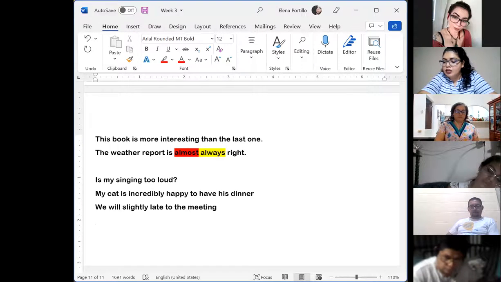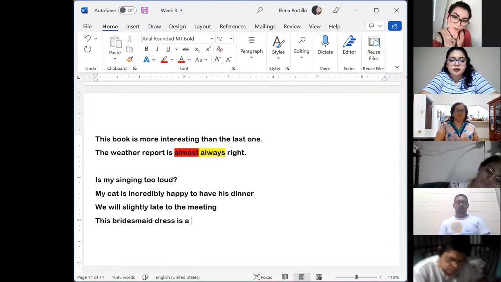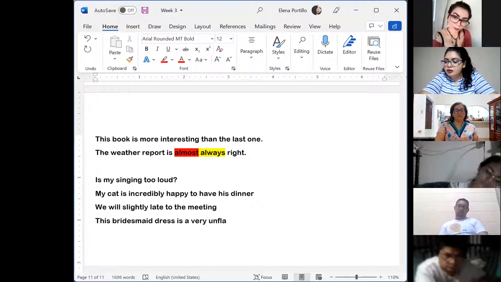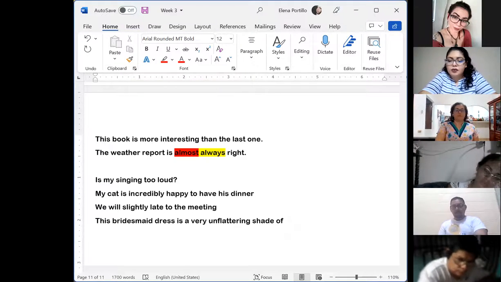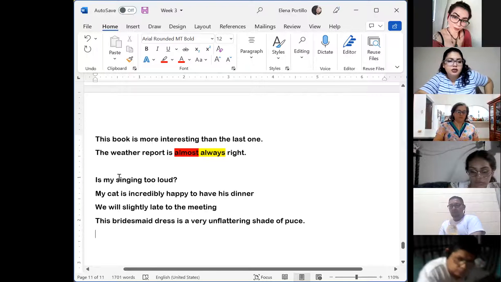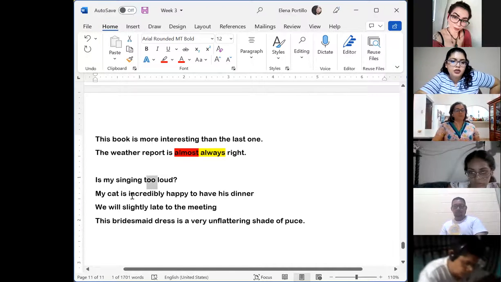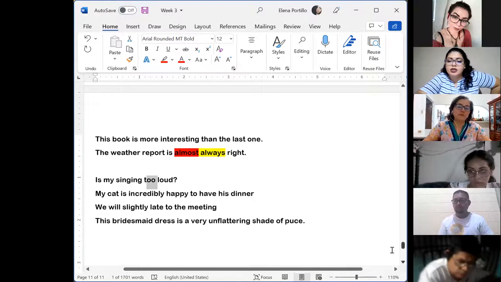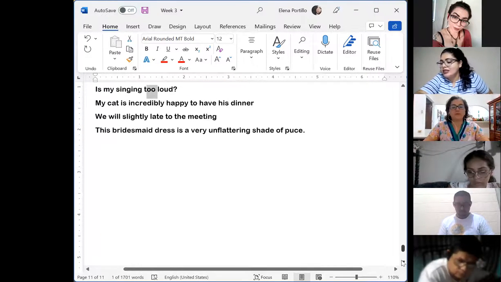And this bridesmaid dress is a very unflattering shade of beige. Okay. Those are modifying the adjectives: loud, in this case, incredibly happy, slightly late, and very unflattering. So those are modifying the adjectives.